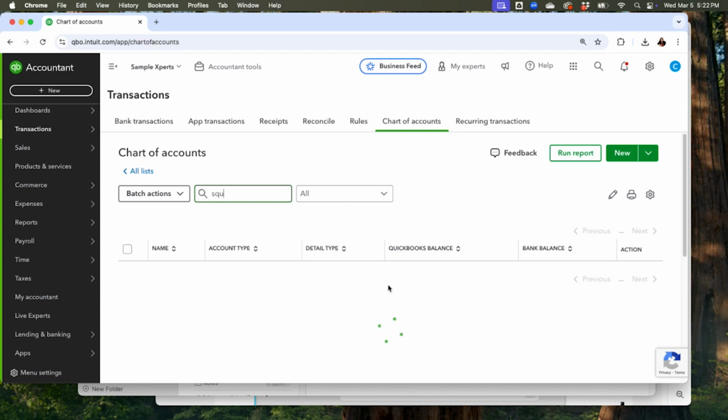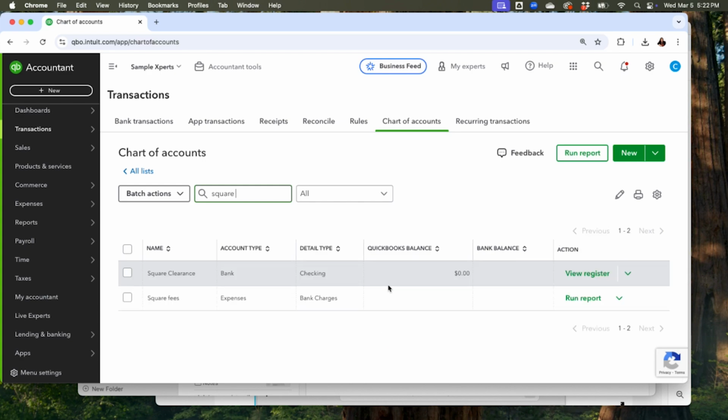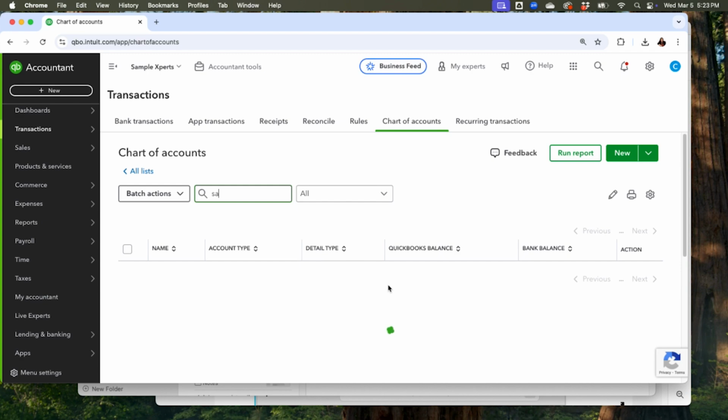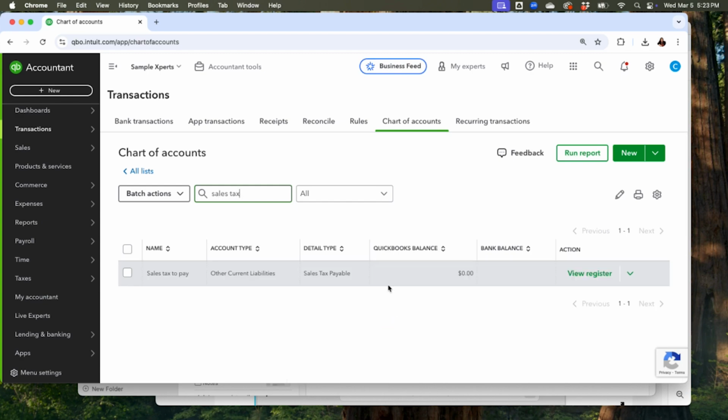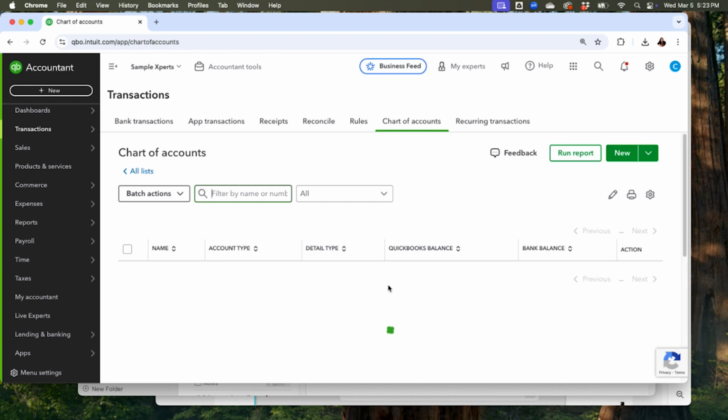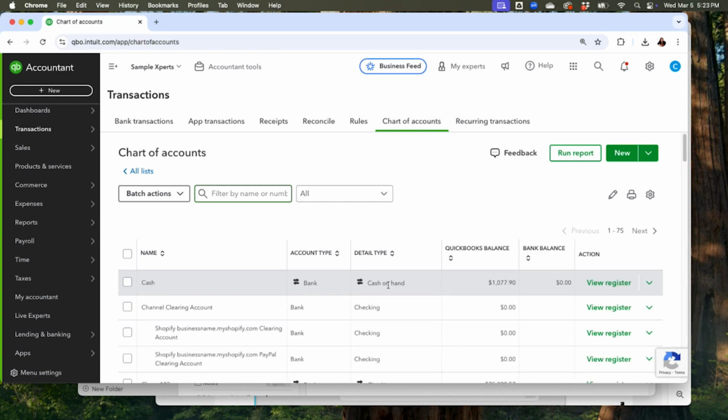You want to make sure you also have Square fees, which is bank fees. You can put it under bank fees as well. You want to have sales tax, if you have sales tax, like I said, undistributed tips or tips. So all those accounts need to be there before you create that journal entry. But if you don't have it, you still can create it right there.